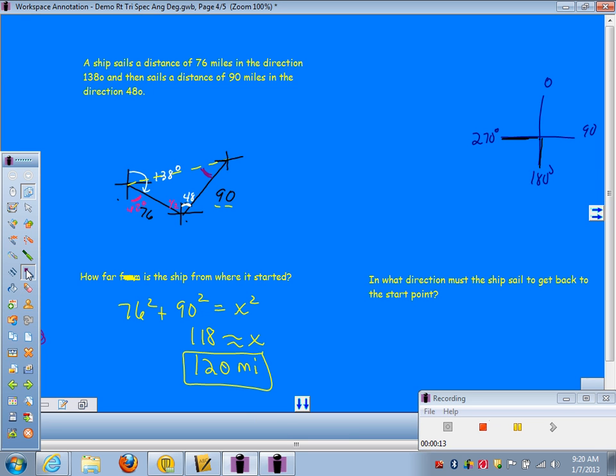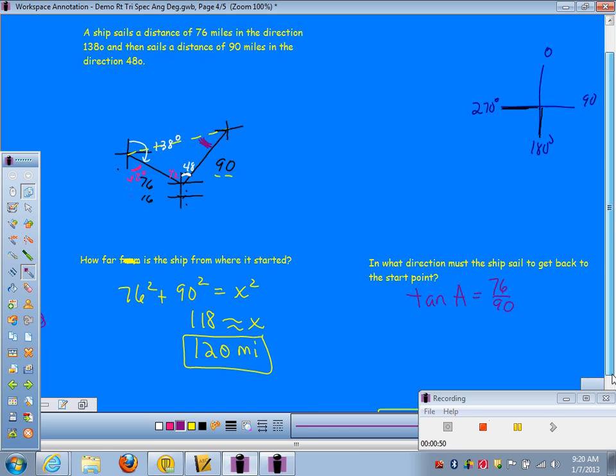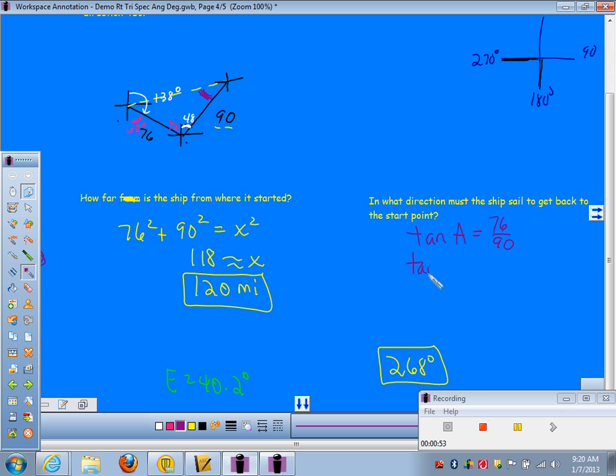All right, so back at the ranch, how do we find that direction? I need to find this angle up here in the top right corner. I know the side which is opposite, and I know the side which is adjacent, so I would be using what? Tangent again. Tangent of this unknown angle, I'm just going to call it angle A, would be 76 over 90. And then to get that angle, I am going to punch what in my calculator? This is also going to be inverse tangent again of 76 over 90 because I need to find an angle.